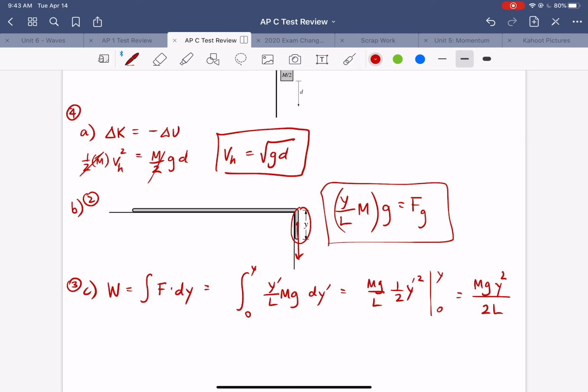All right, so that's our answer. That's one way we could have gotten it. If you're less comfortable with doing integrals, the other way we could solve this is to say that the work is equal to the negative change in potential energy.